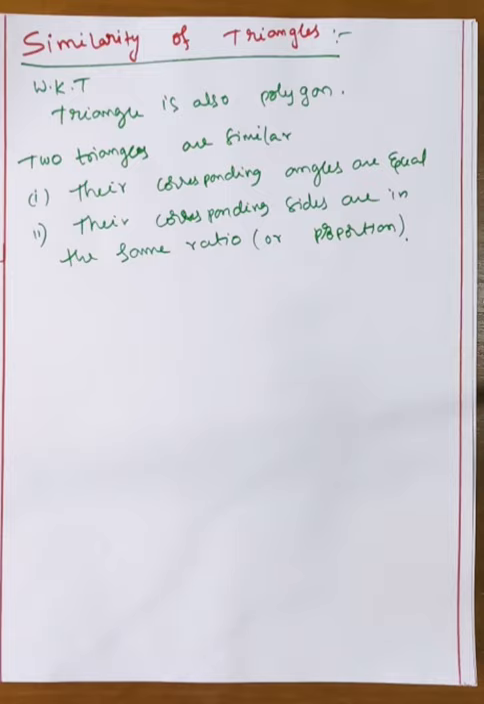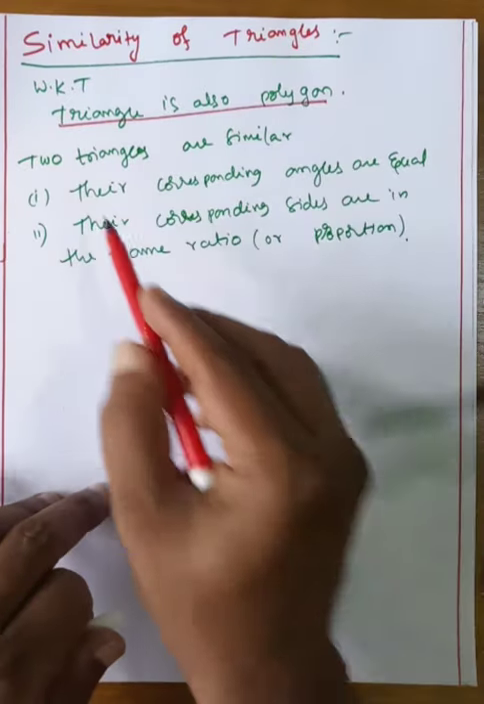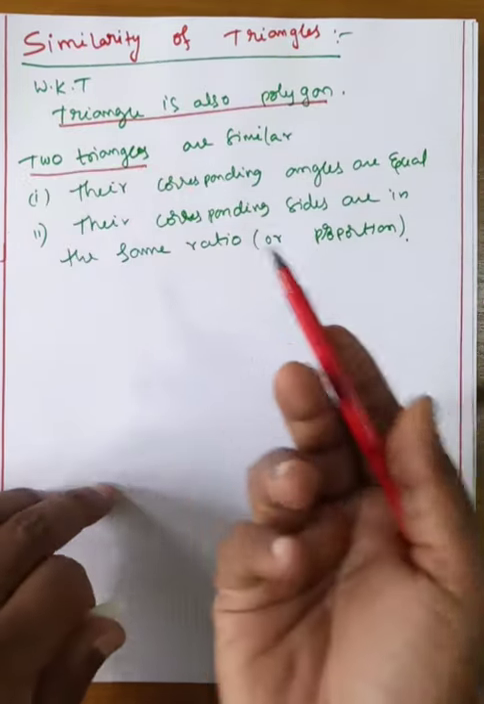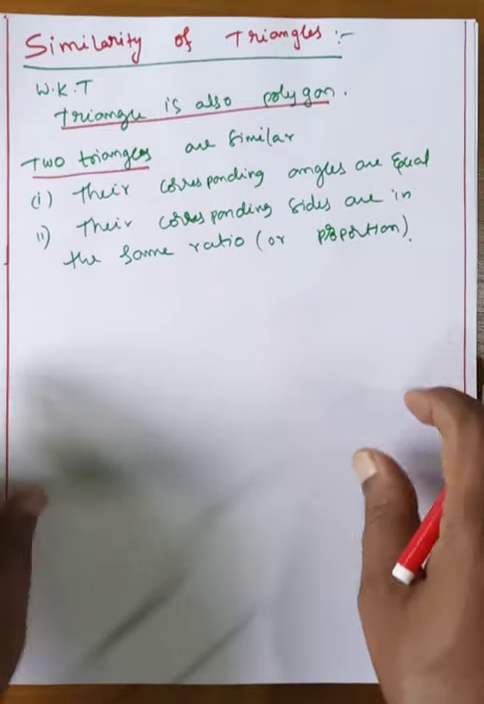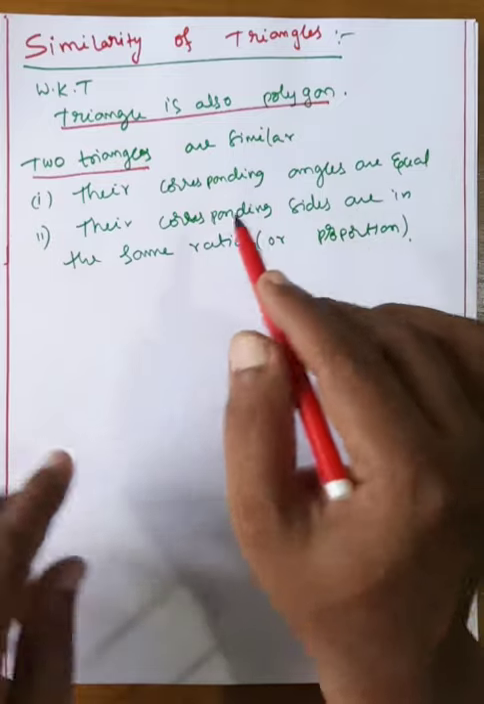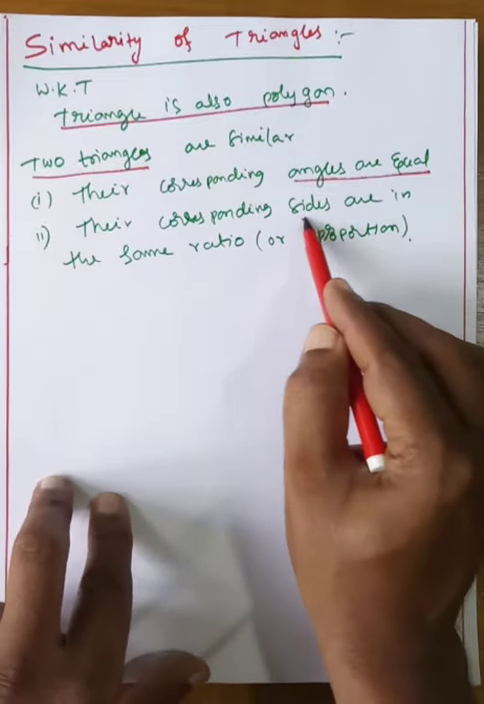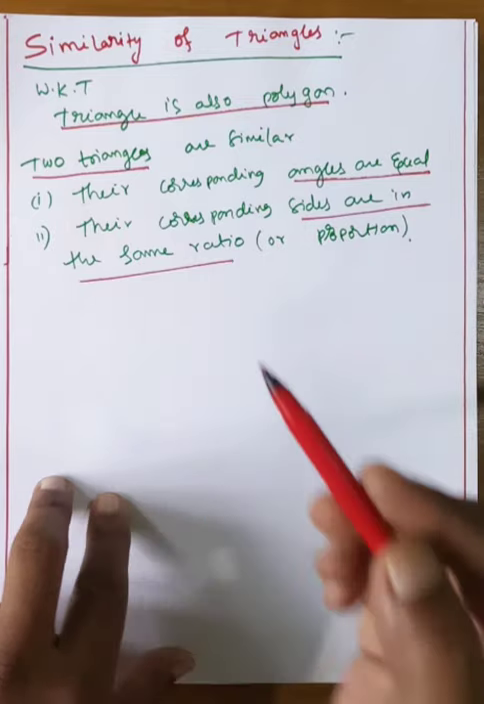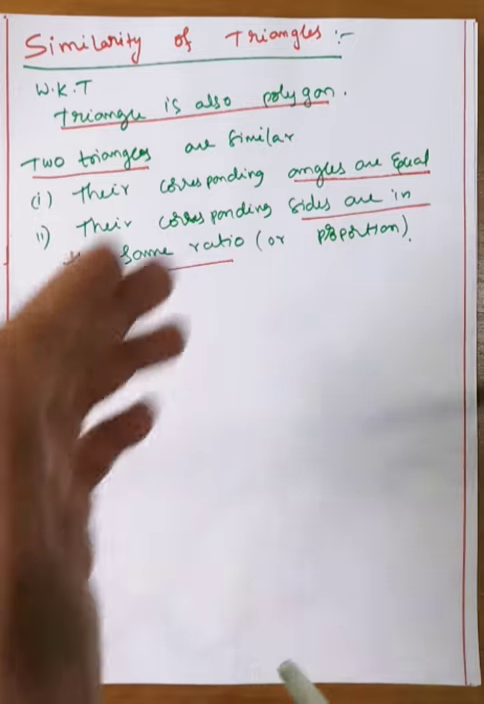Now the triangles. We know that a triangle is also a polygon. Whenever we take two triangles, their sides must be considered. We cannot discuss only one side; there are three sides. As I already told you, similar means 100% the corresponding angles must be equal, and the sides must be in the same ratio. Whenever these conditions are satisfied, those two triangles are similar triangles. Don't confuse the properties, my dear students.